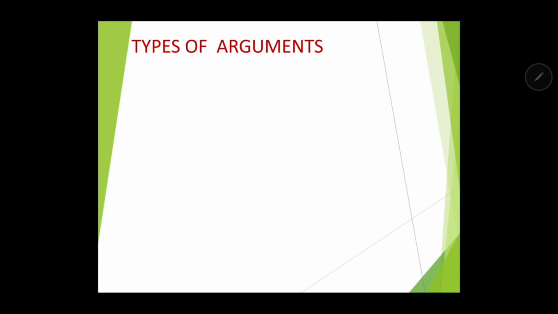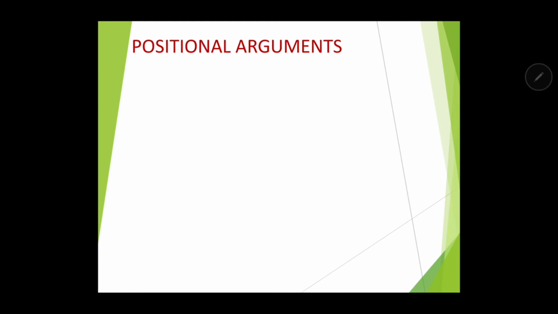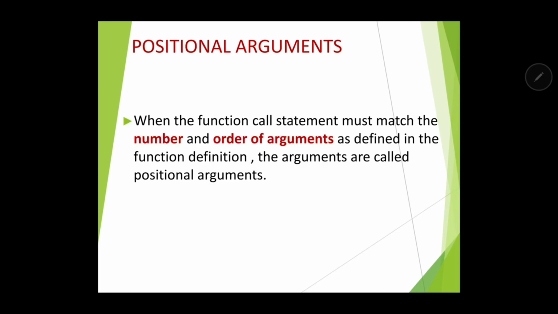So let's try to understand what the different types of arguments are. The first type of argument is the positional argument. Then there are default arguments, and finally we have keyword or named arguments. Let's discuss them one by one. We'll begin with positional arguments. So what is a positional argument? When the function call statement must match the number and order of arguments as defined in the function definition, the arguments are called positional arguments.